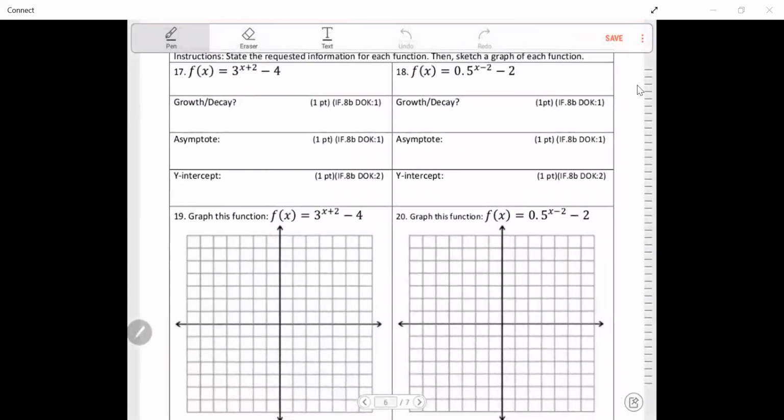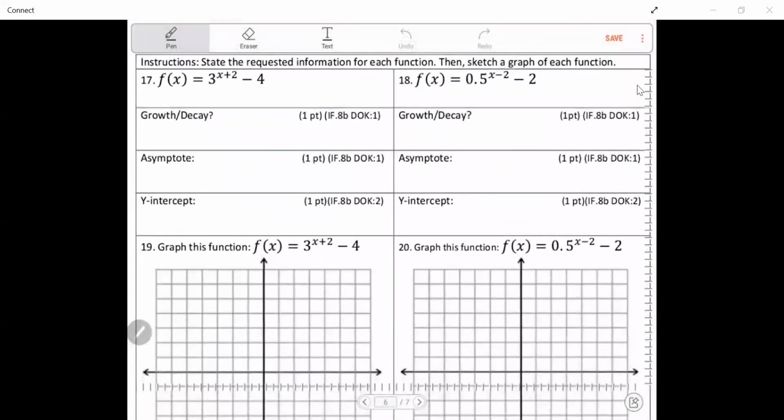This one we're going to do the same thing, so we're going to do these side by side. Let's remember what the growth functions look like. This one's a growth function because this number is greater than 1. And this one is less than 1, so this is going to be decay, and its graph is going to look like that. Next thing is the asymptote.